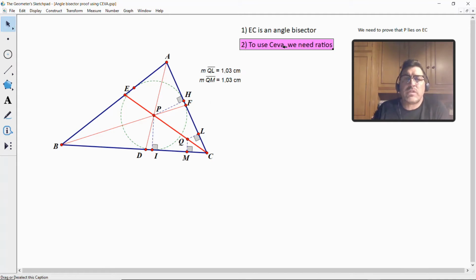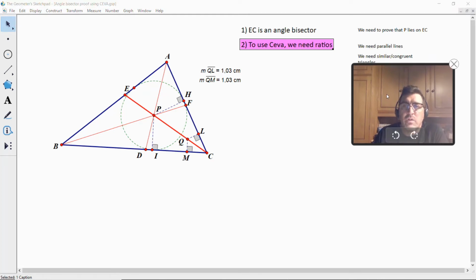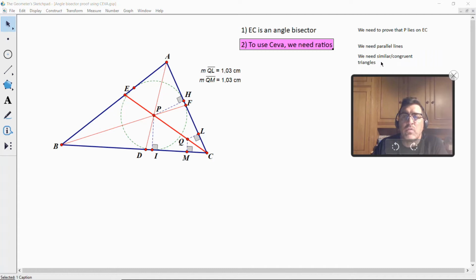Now folks, Ceva works with ratios. And for us to be able to work with ratios, we need either triangles, because triangles that are similar have sides in proportion, or we need a triangle with parallel lines, because that creates proportions as well, or ratios as well, that we can use. So either way, we have to have either a parallel line, or we need similar and or congruent triangles. Once we've got these two in place, then we'll see that Ceva will most probably hold.